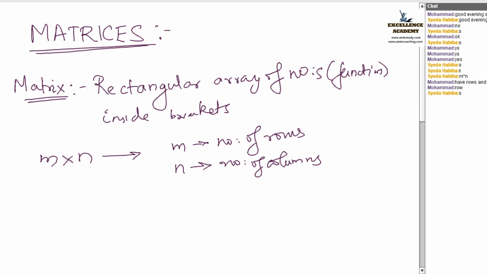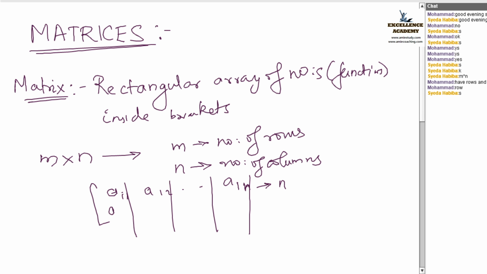So if I am writing a11, a12, etc., a1n, therefore n columns are there. These are columns. And if I am writing a21, a31, etc., am1, these represent the number of rows.